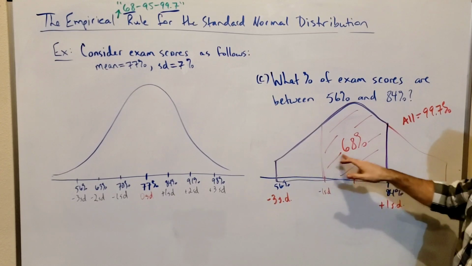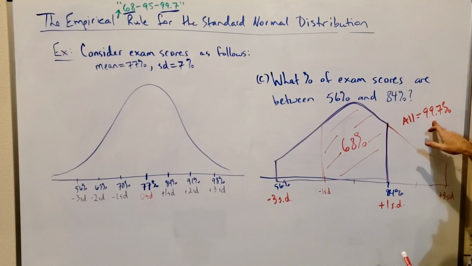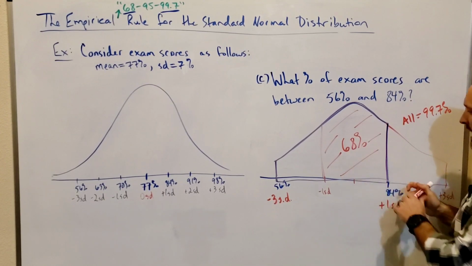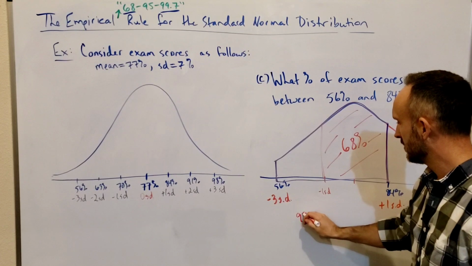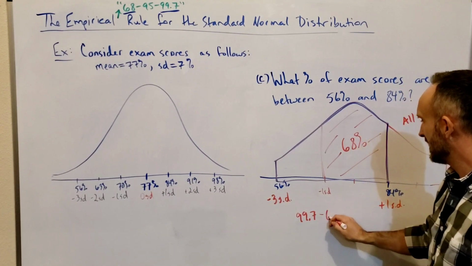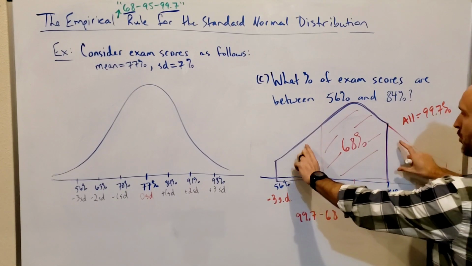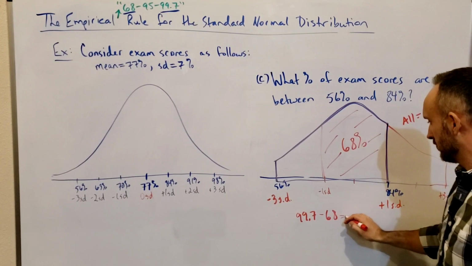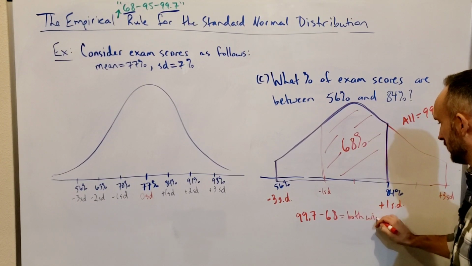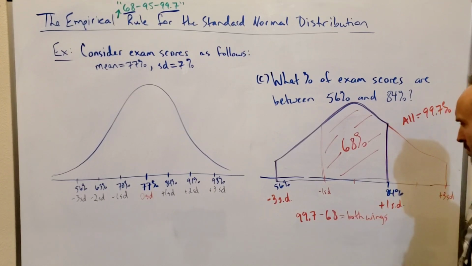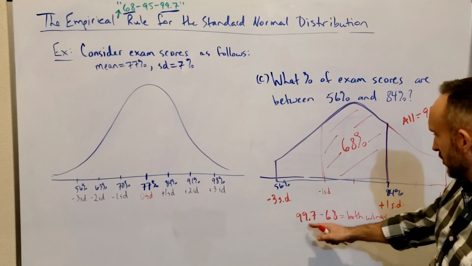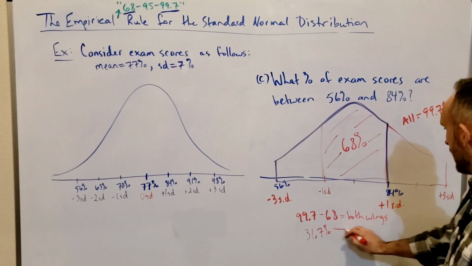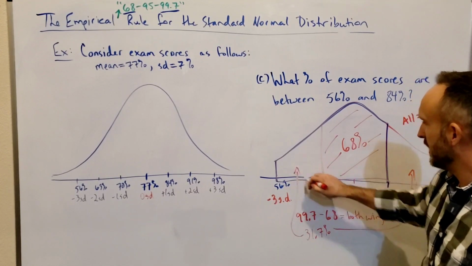Well, if all three pieces make up 99.7%, right, and this makes up 68%, when I subtract 99.7 minus 68, what's going to be left are both wings here. Agreed? I'm going to have both wings. And 99.7 minus 68, let's see, that's 31.7. So 31.7% makes up this wing and this wing all together.